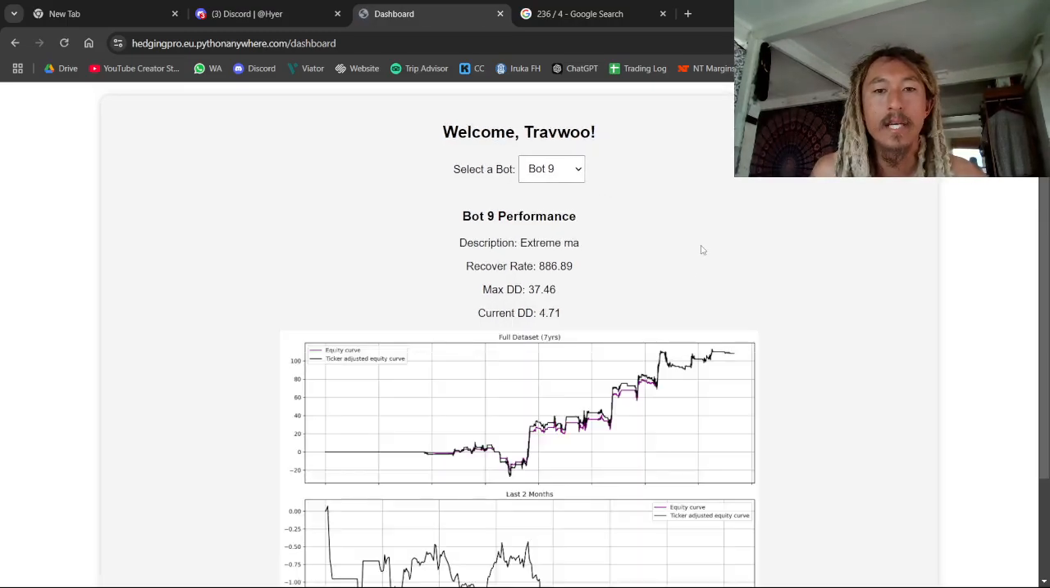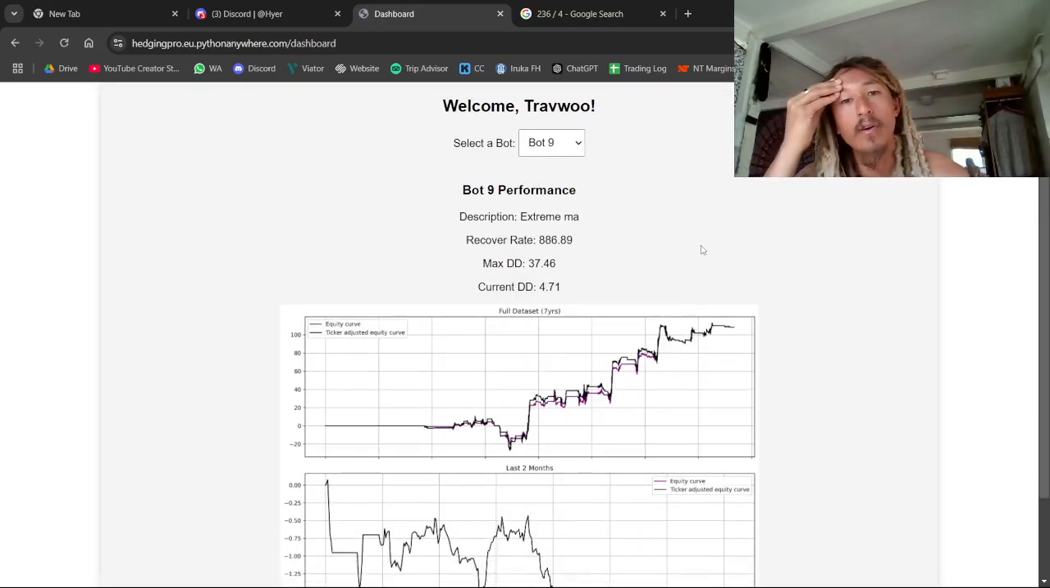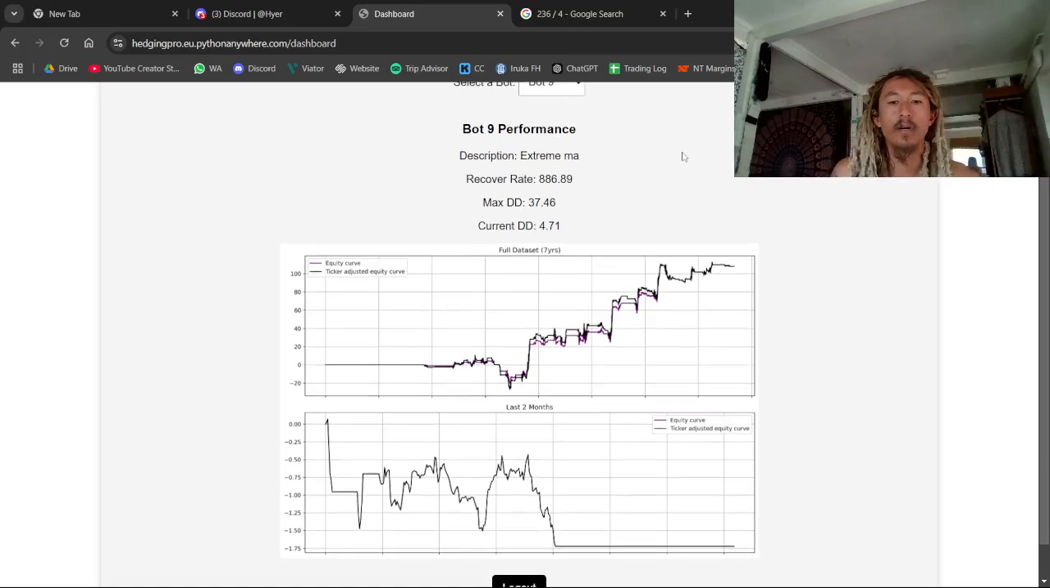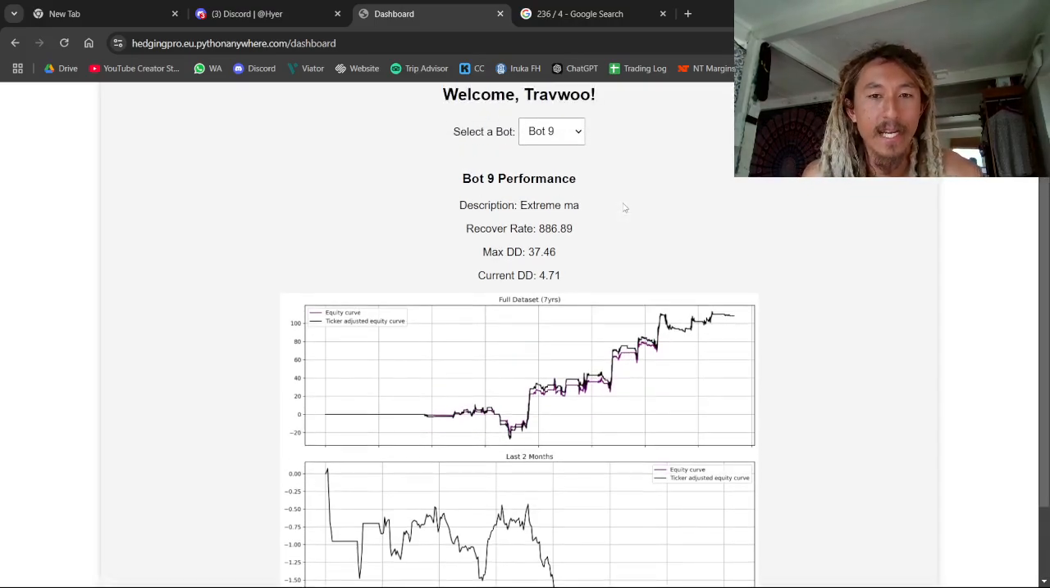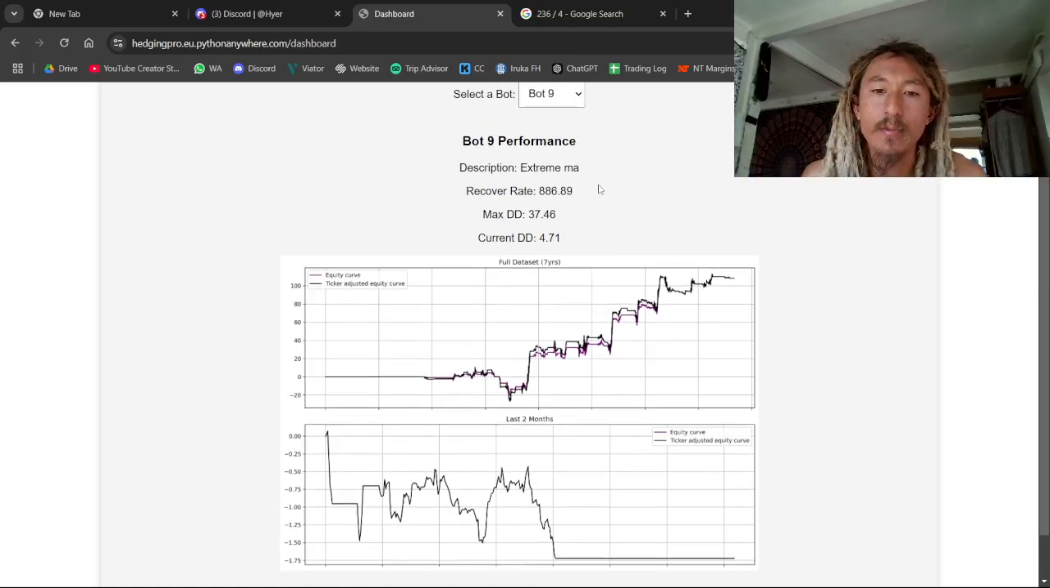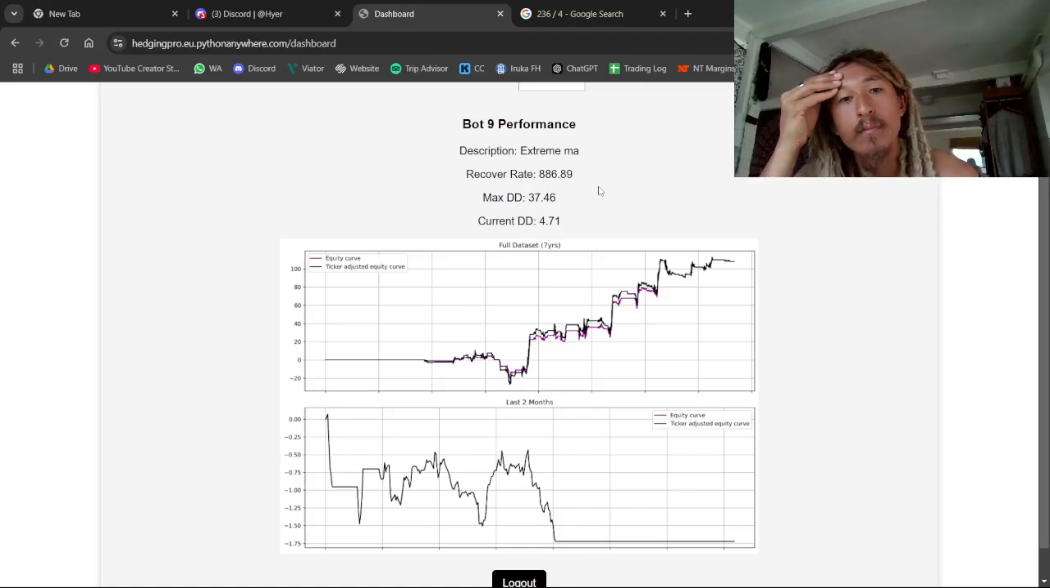Okay, let's look at this one. This one is another price action one that's long or short on moving averages. Like if something's extremely far away from the moving average, it'll long or short, trying to catch tops and bottoms. Actually, I think this one was long only, if I remember correctly.